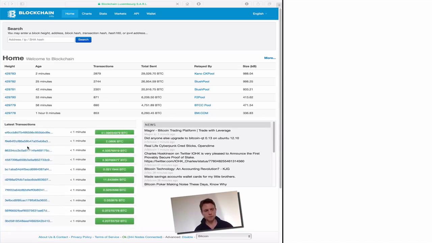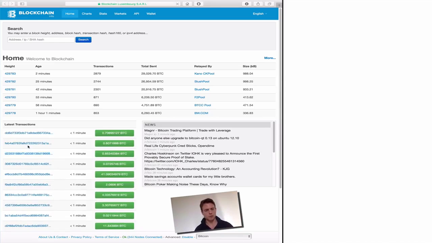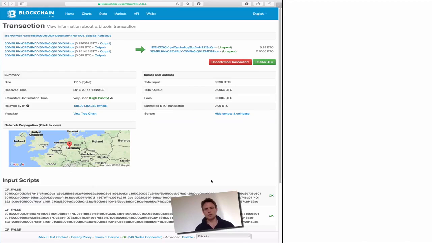If I just try and click on one of these hyperlinks as they come through. So I finally managed to click on one. It's quite tricky. It's like catching little fish as they swim by. So that's a sample transaction, one of the transactions that was flying by on the screen, and we can see it's an unconfirmed transaction, right?